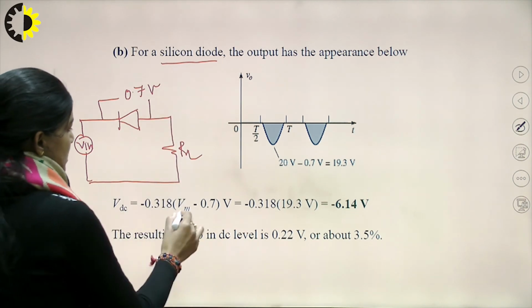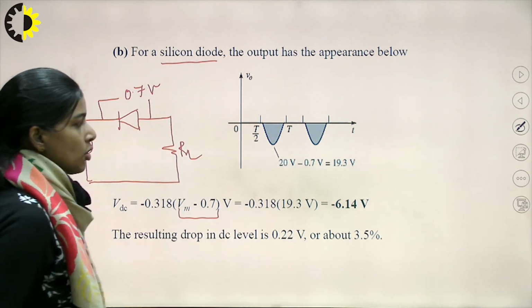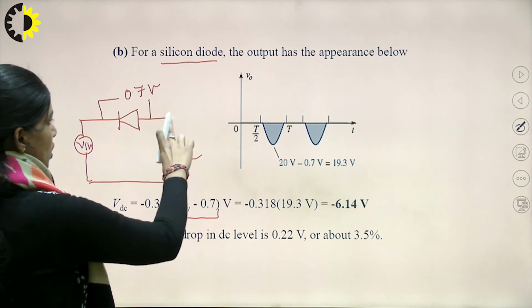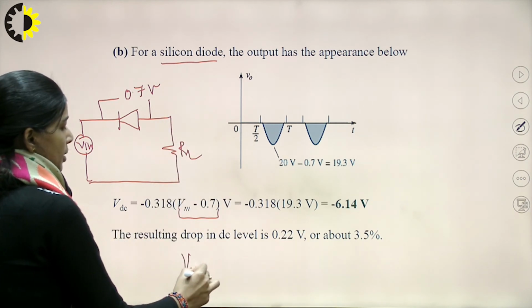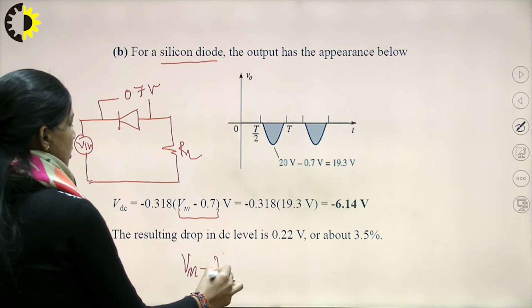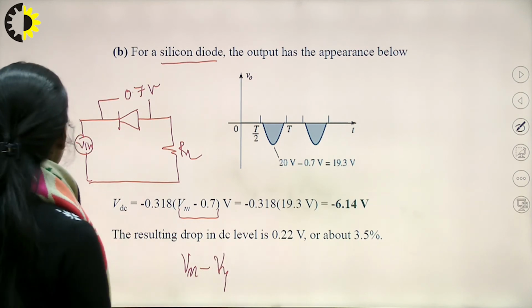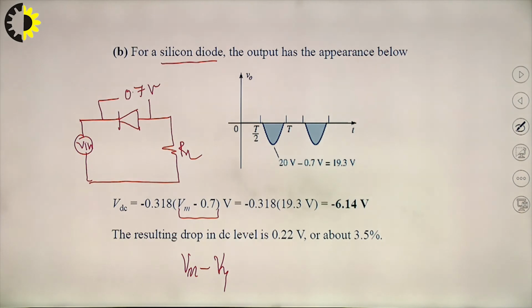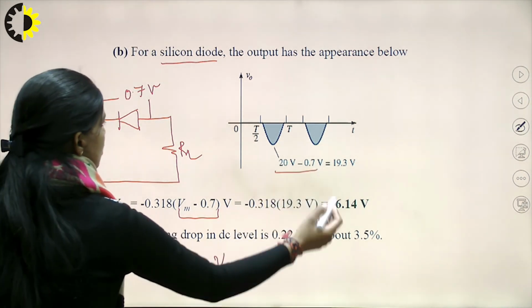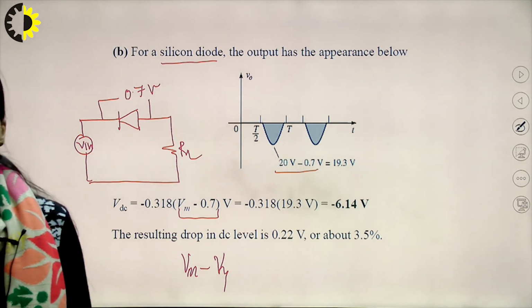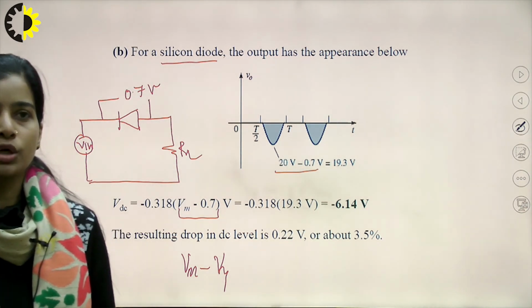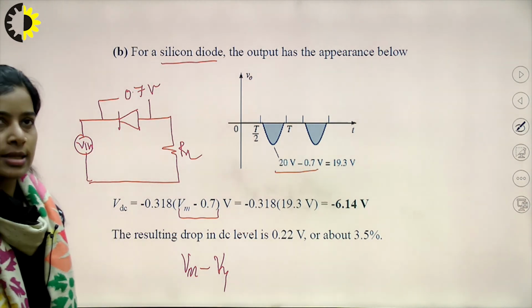So, the maximum voltage that will appear across this load will be the peak of the input, Vm, minus the voltage across this diode. That is 20 volts minus 0.7 volts, and that is the 19.3 volts that will be appearing across the load resistance.